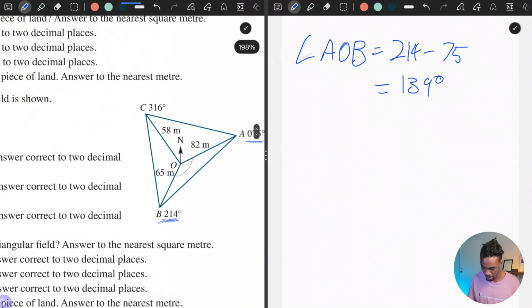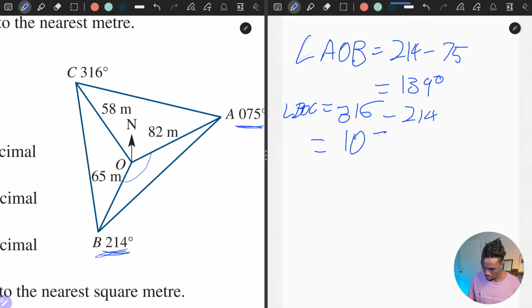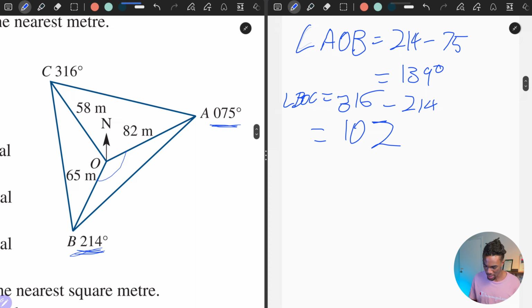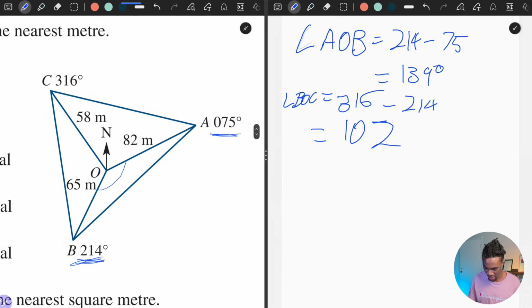What is the size of angle BOC? BOC, same thing, 316 minus 214. So angle BOC equals 316 minus 214, and that equals 102. And then the last one, what is the size of angle AOC?